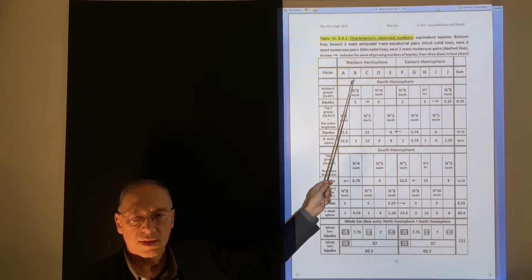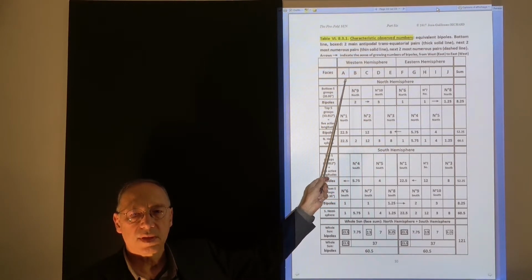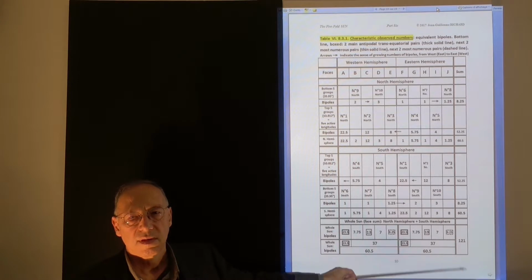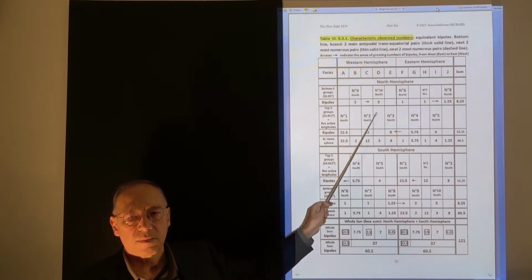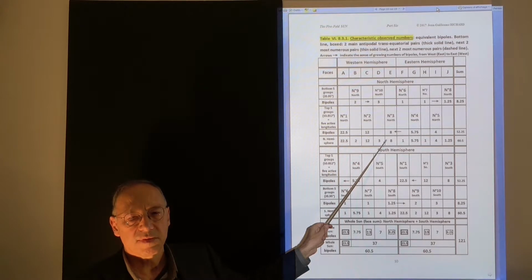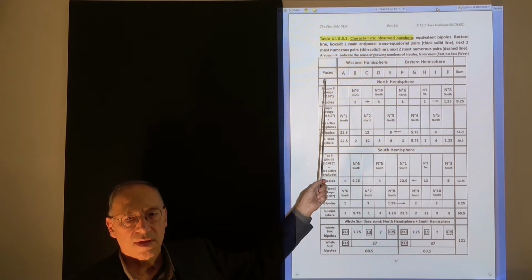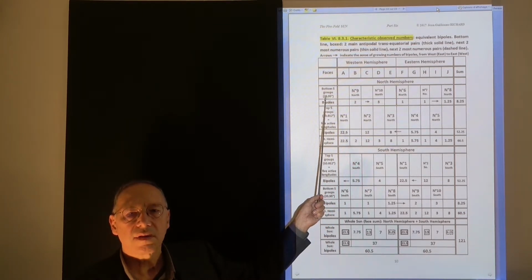You may have a look at it later. I will just make it clear how it is structured. A, B, C to J are the codes for the faces, the 10 toroidal faces of the icosahedron. Here in the top half, the north hemisphere distribution, in the bottom half, the south hemisphere distribution, and here for the whole Sun, the sums of north and south. Here in this column are given the contents of each row.